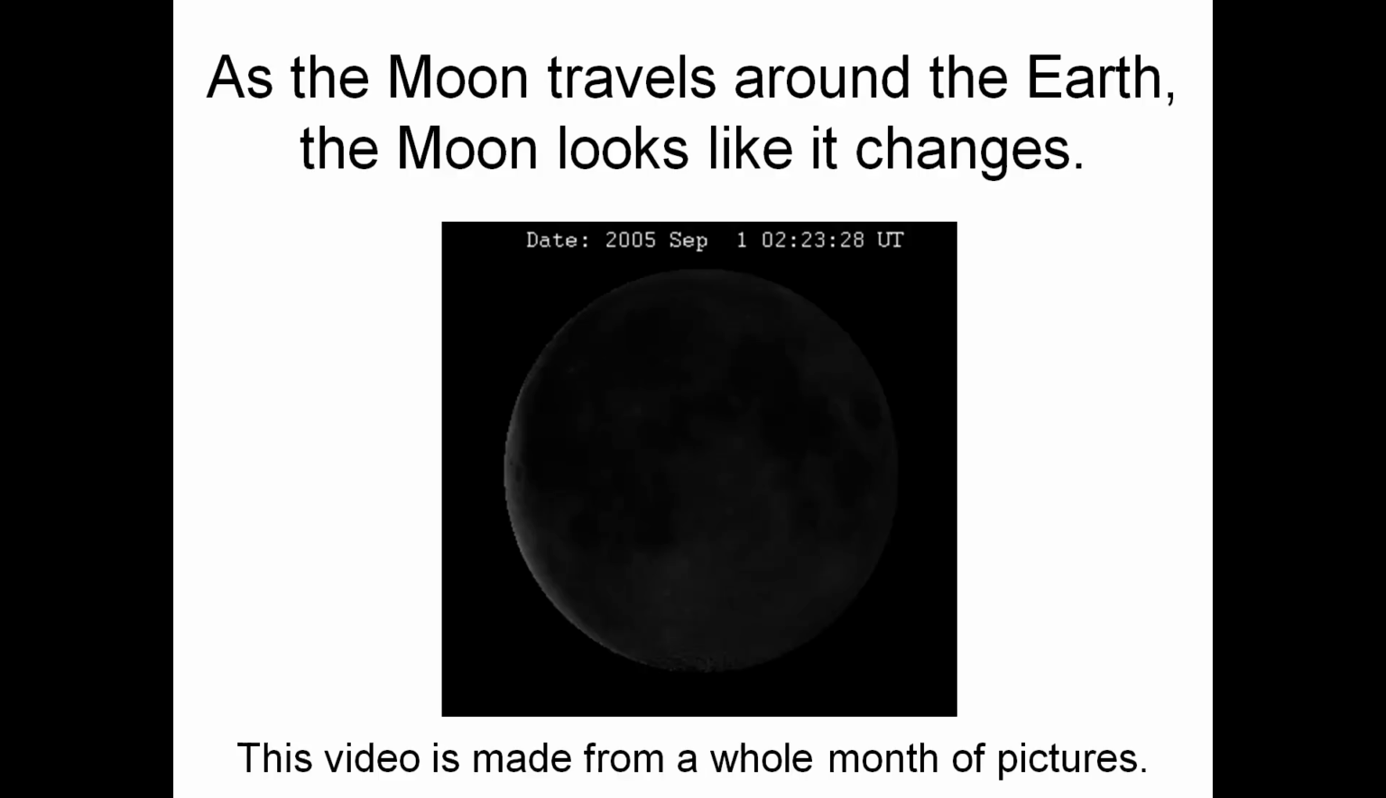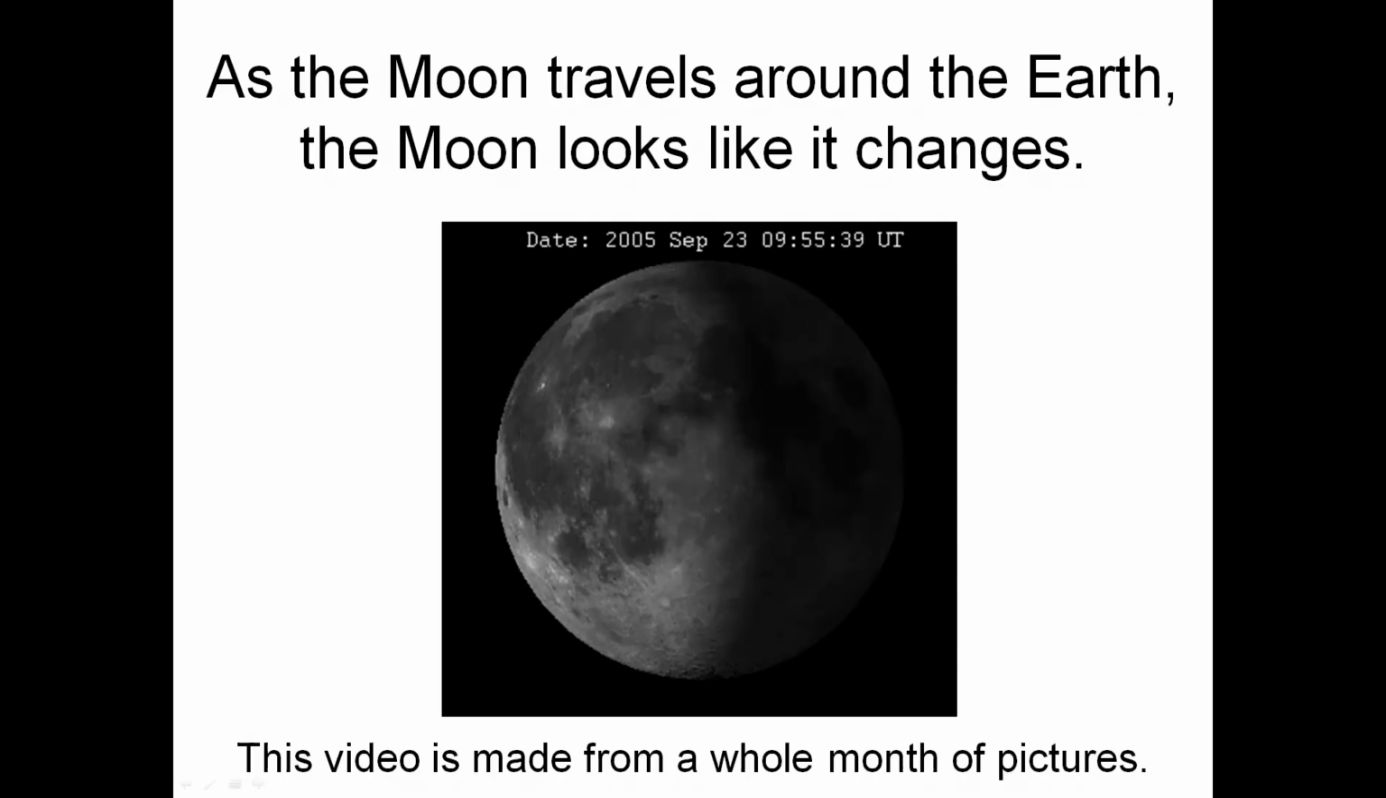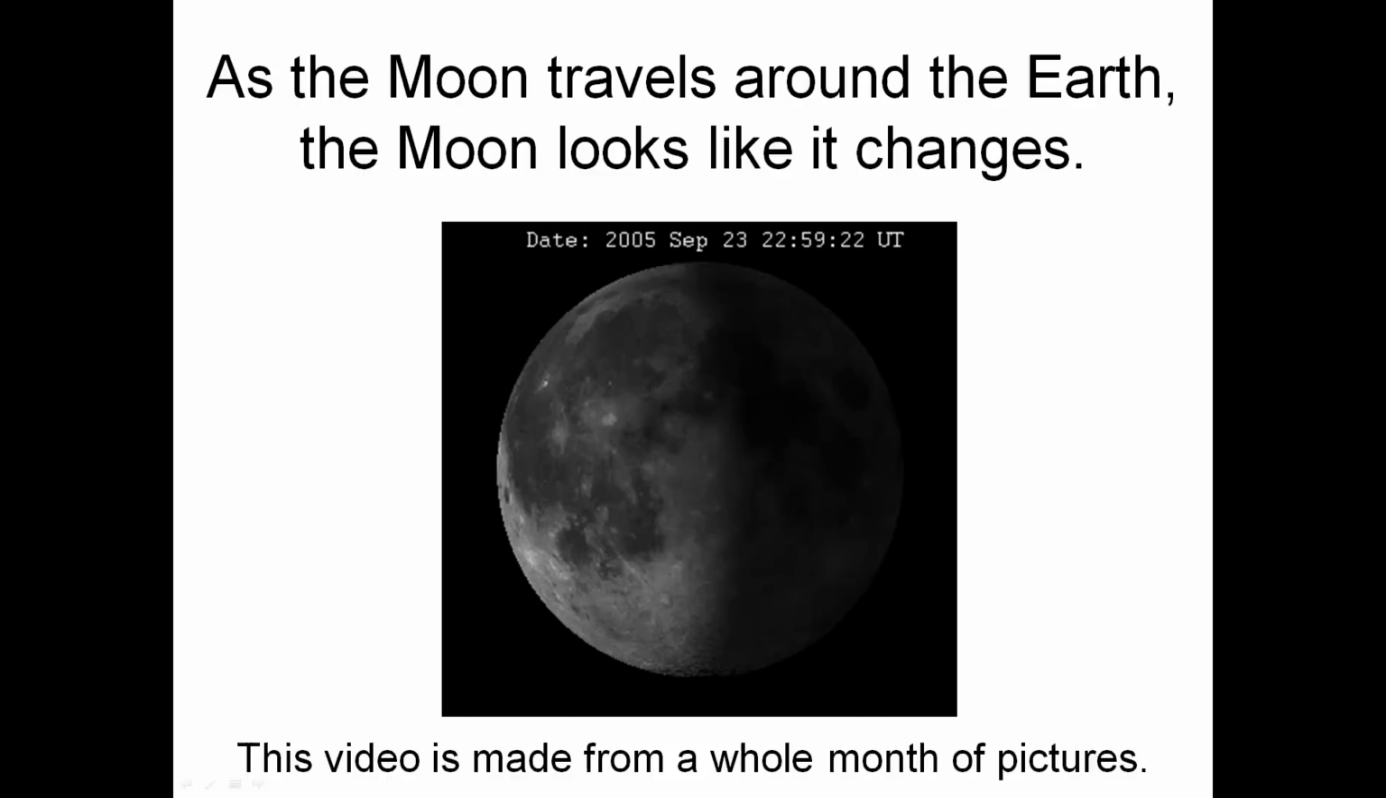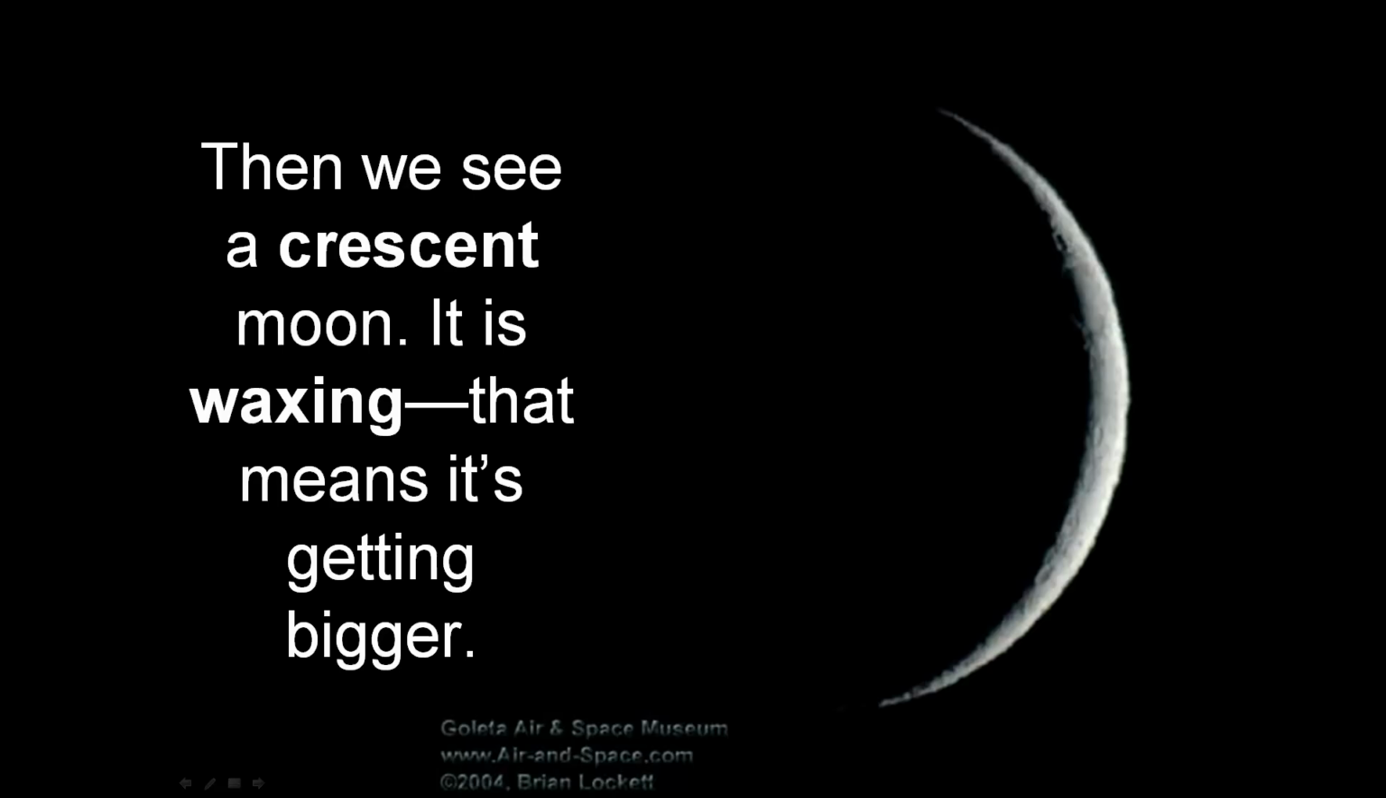As the moon travels around the Earth, the moon looks like it changes. This video is made from a whole month of pictures. When the moon is between the sun and the Earth, we can't see the moon. It is a new moon. Then we see a crescent moon. It is waxing. That means it's getting bigger. And bigger. And bigger. It is waxing.